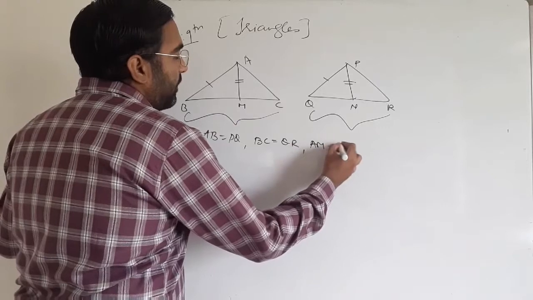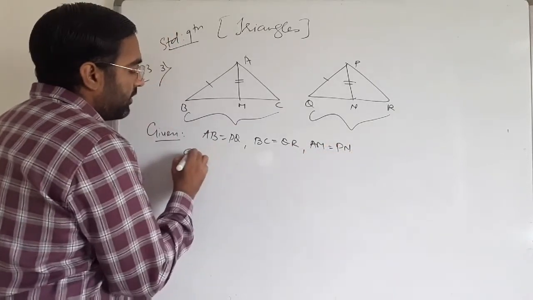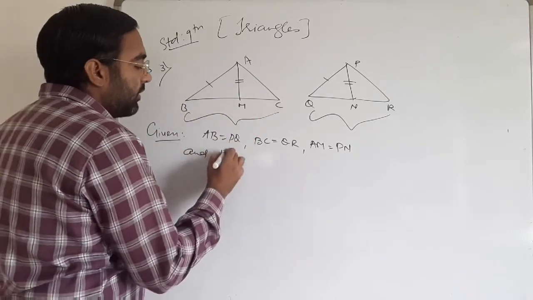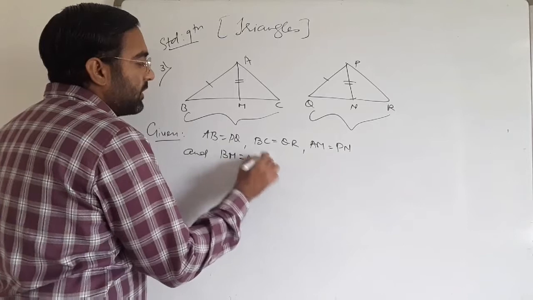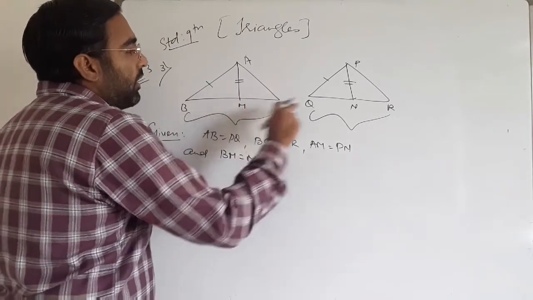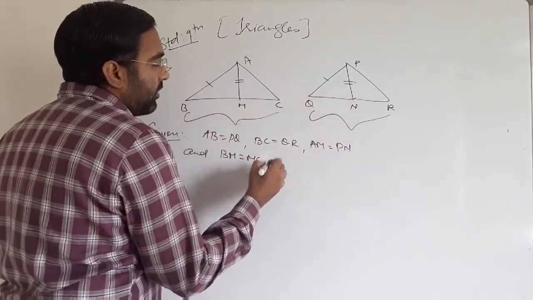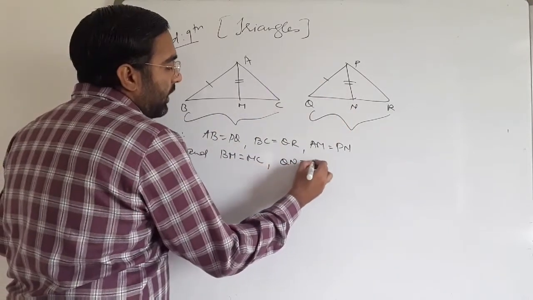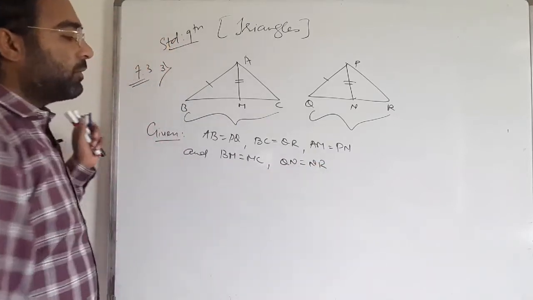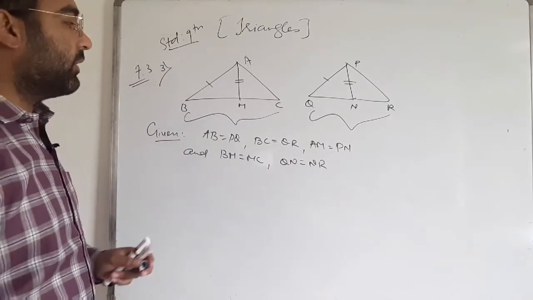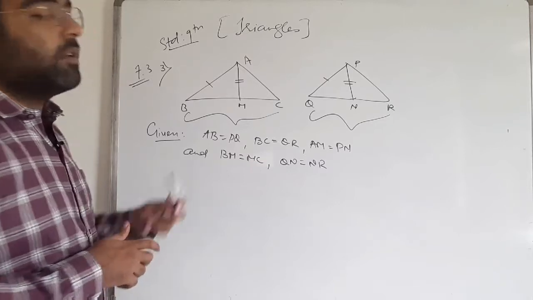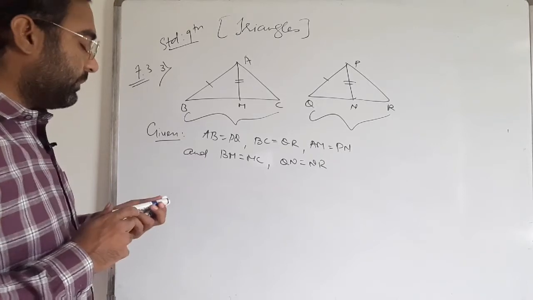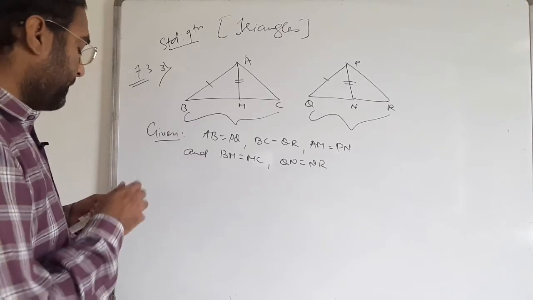AM equal to PN is given, and AM is a median of BC, therefore we also write that BM is equal to MC. These two parts are also equal, and QN is equal to NR, because PN is a median. Okay, these two things we also have to write that are equal, because AM and PN, both of them are medians.